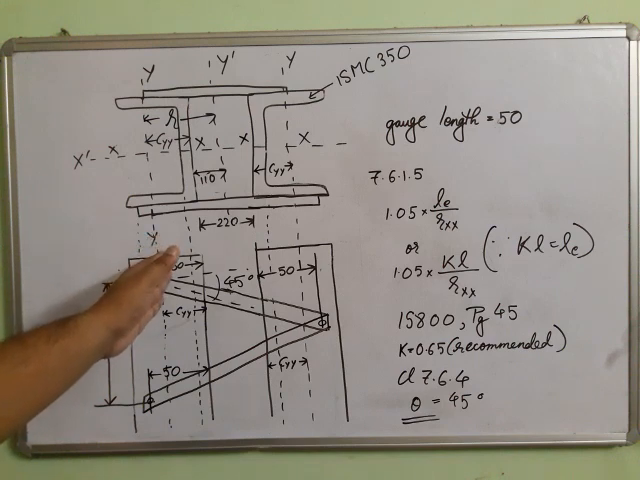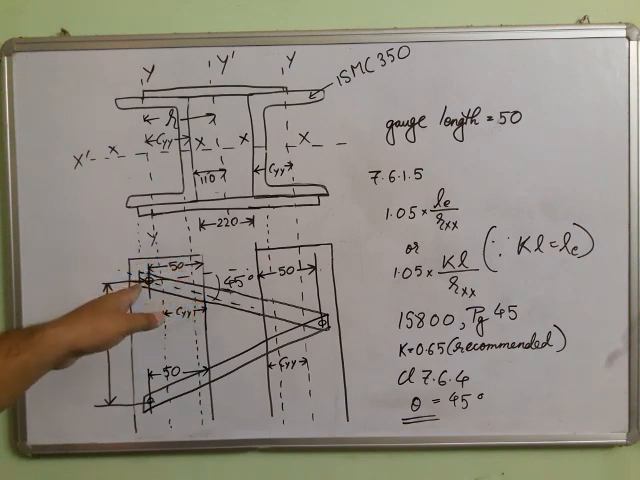And it is not merging with this 50. CYY and this gauge length are extremely different. Don't get confused. They are separate entities.